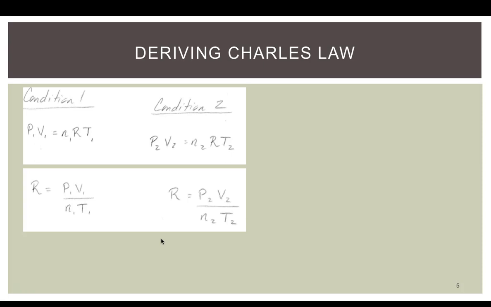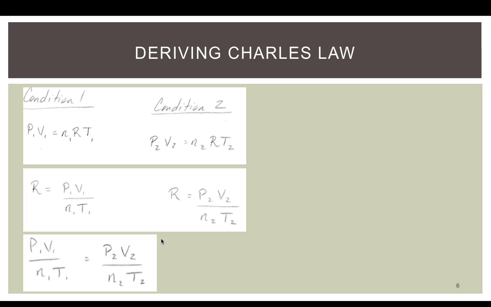So let's think for a second. We have two conditions, and two different equations, but both are related by that same universal gas constant, R. So what we could do is set each equation equal to each other through R. So now we have this overall equation of P1 times V1 divided by N1 times T1 equals P2 times V2 divided by N2 times T2.